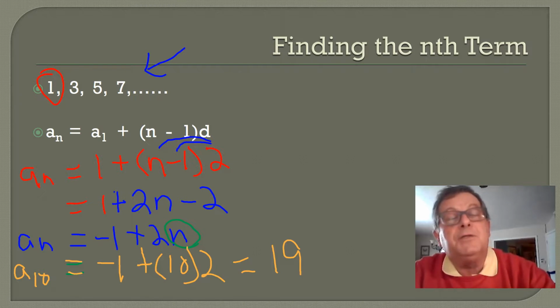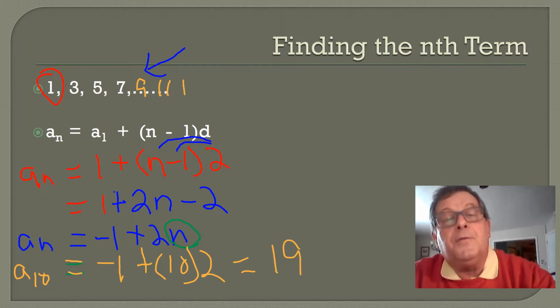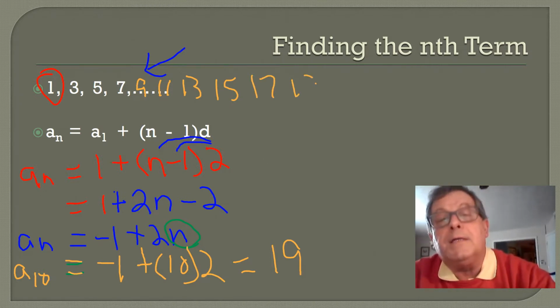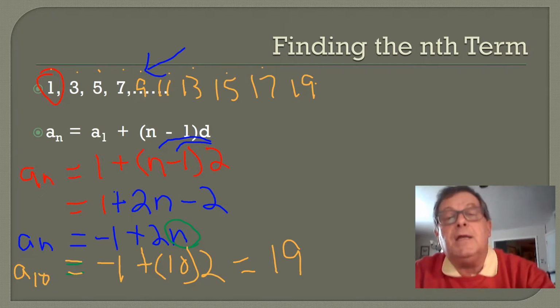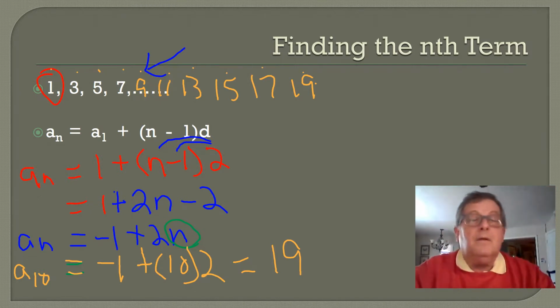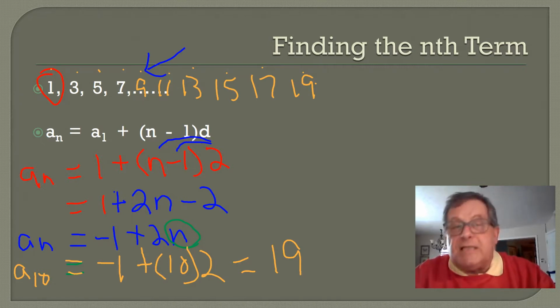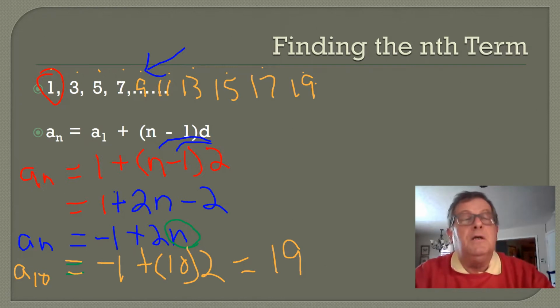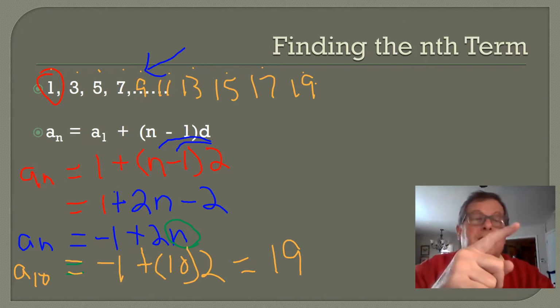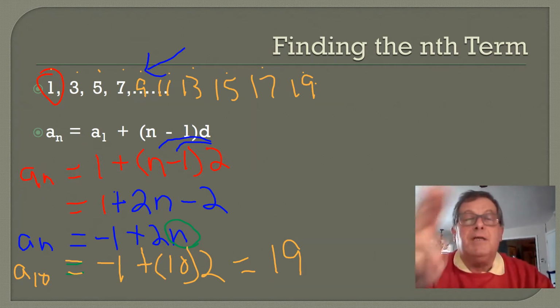So let's see. If we added 2 to 7, that would give us 9. Then 11. Add 2 more, 13. Add 2 more, 15. Add 2 more, 17. Add 2 more, 19. Let's see if that's the 10th term: 1, 2, 3, 4, 5, 6, 7, 8, 9, 10. Okay. That allows us to find a specific number in a sequence. In this case, it's the 10th number in the sequence, based upon what the first number in the sequence is and what we see as the common difference.